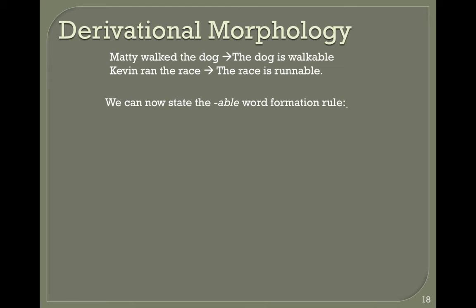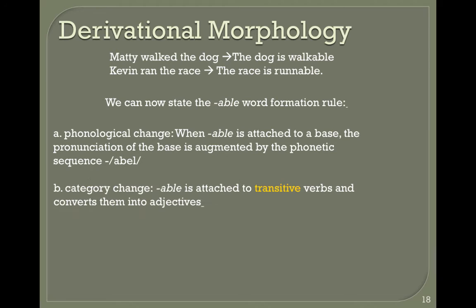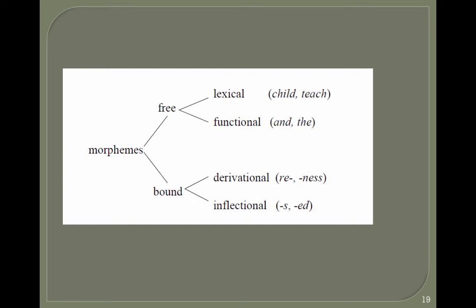So let's try to articulate this rule. What's going on with -able? Well, when it's attached to a base, the pronunciation changes. We see this phonological change that's undergone. And it also undergoes this category change. So when we add it to a transitive verb, it makes it into an adjective. And then it also changes the meaning, right? It means that something's roughly able to be verbed. So those are derivational morphemes.